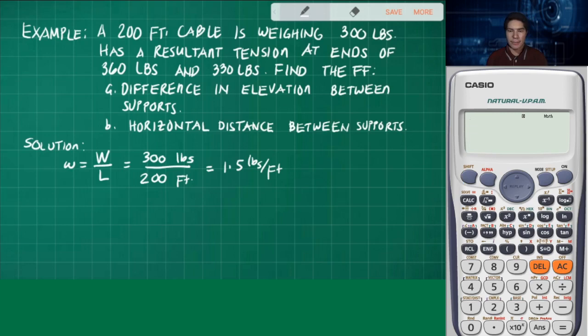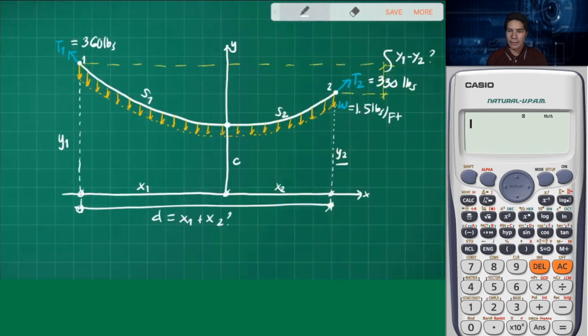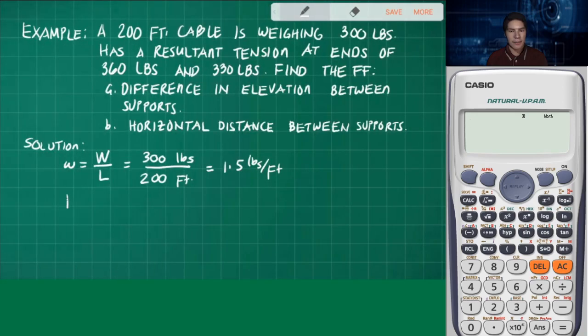Okay now. So, first is we need to compute for y sub 1, since meron tayong tension. Saka meron tayong value ng W. So, by formula, we have tension equals W times Y. So, for tension 1, we have 360. And then this one is 1.5. So, therefore, we have Y sub 1. So, Y sub 1 is just equal to 240 feet.